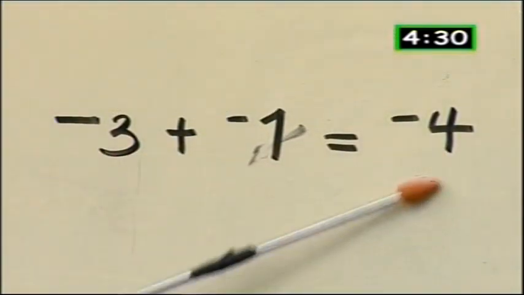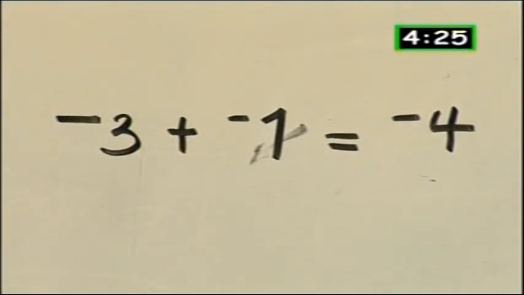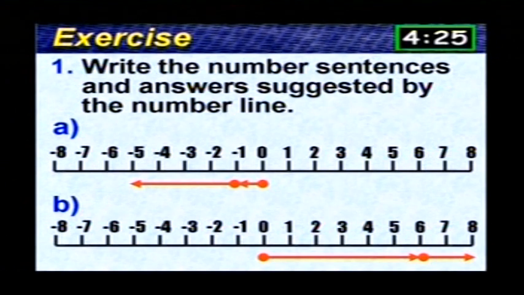So this is what a number sentence is. You will write something like this for those two number lines A and B, exercise 1. You are not drawing a number line, you are only writing the number sentence with the correct answer.